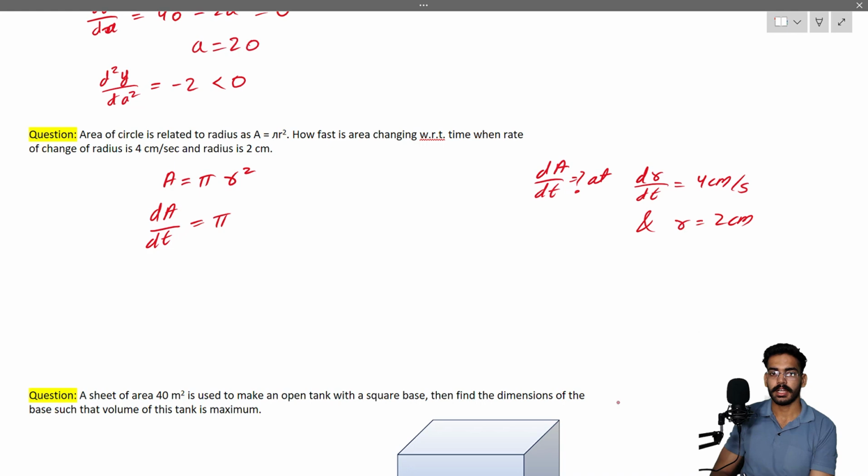Pi is constant, r square I will differentiate. So first power differentiation, that is 2r into then r differentiation with respect to time. So this will be dr by dt. Okay, simple. So dA by dt I want to calculate.